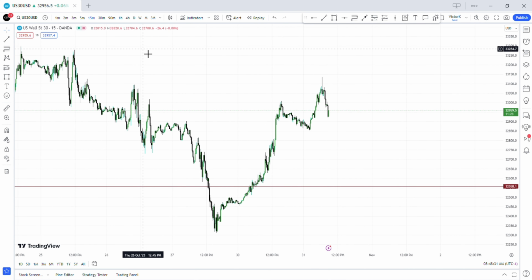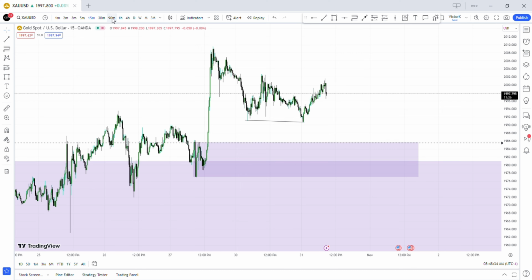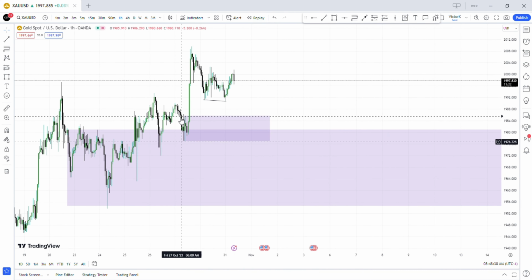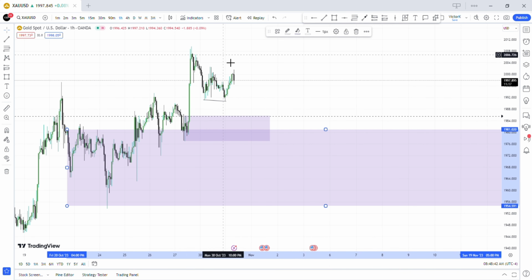Let me go back to gold and show you the big picture again. This is the 1 hour chart. So you can see that it went down to lower time frame too. You can just put your buy limit here if you like this risk to reward ratio. So the risk to reward ratio is like this.